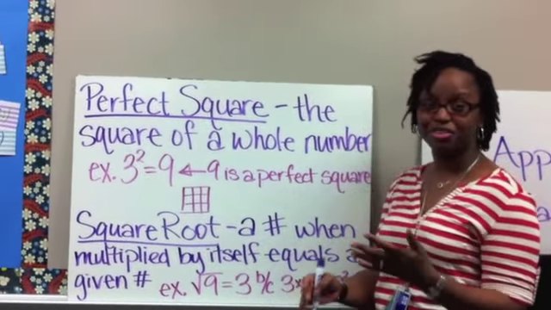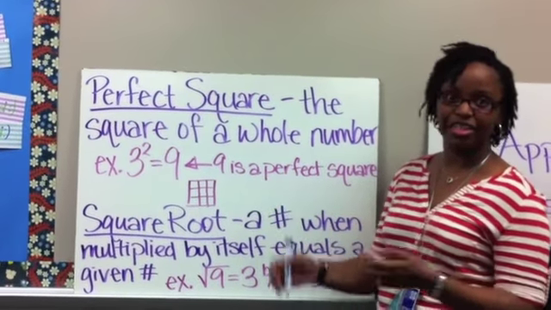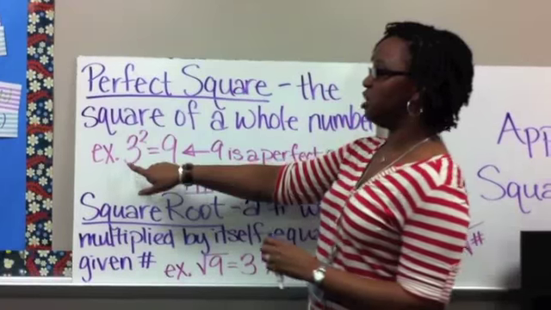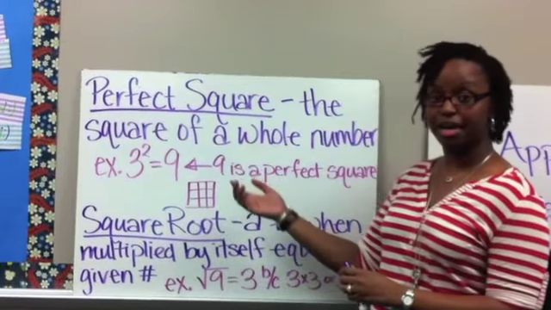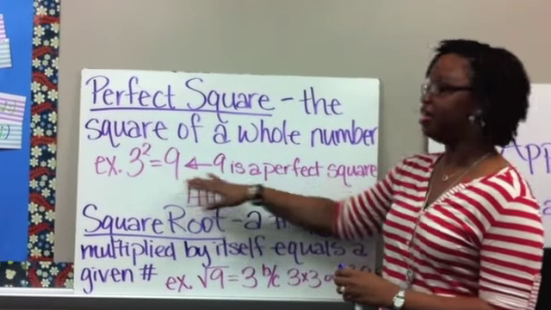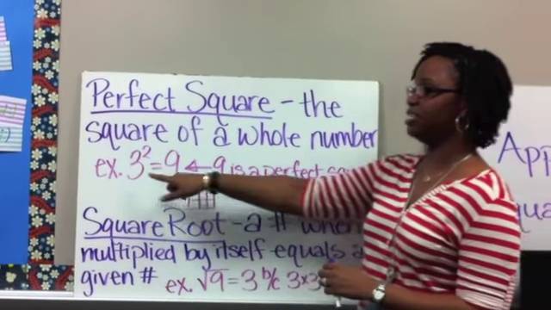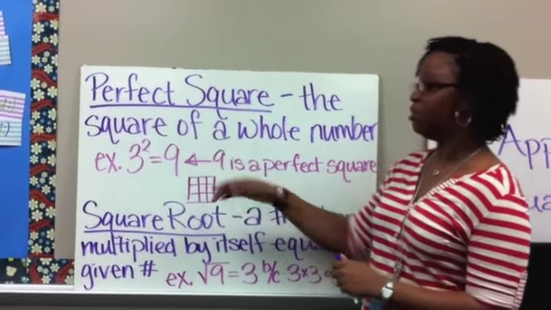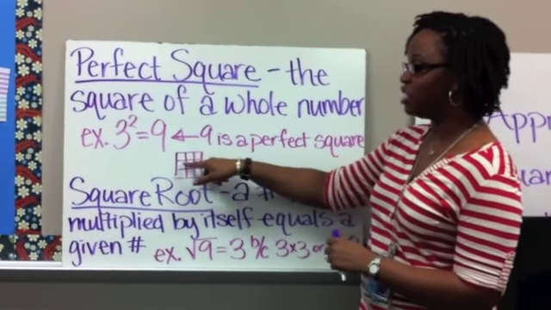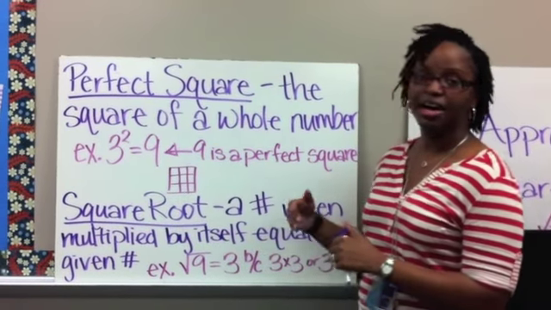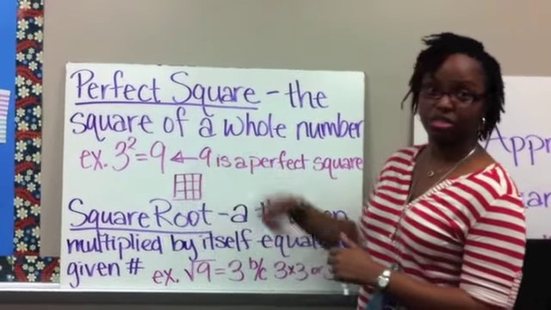So remember, your whole numbers are like 1, 2, 3, 5, 10, 11, whatever it might be. And so the whole number here is 3. 3 squared, meaning 3 times 3, gives us 9. And so 9 is the perfect square because it's a whole number that has been squared. We can also model this by drawing a square that has an area of 9. There's 9 little squares there because it's a 3 by 3 square.